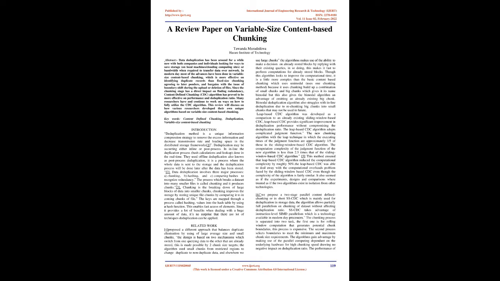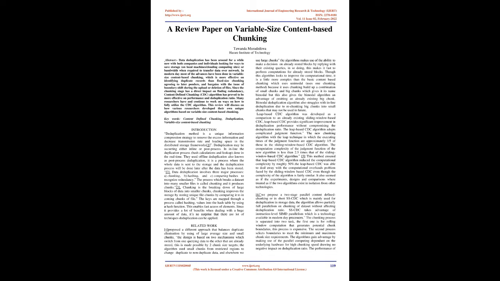Introduction: The deduplication method is a unique information compression strategy to remove excess information and decrease transmission rate and loading space in distributed storage frameworks. 1. Deduplication may occur either inline or post-process. In inline deduplication, hash calculations and lookup are done in real time. Offline deduplication, also known as post-process deduplication, is a process where the whole data is sent to the storage, and the deduplication process is done later after the data has been stored.